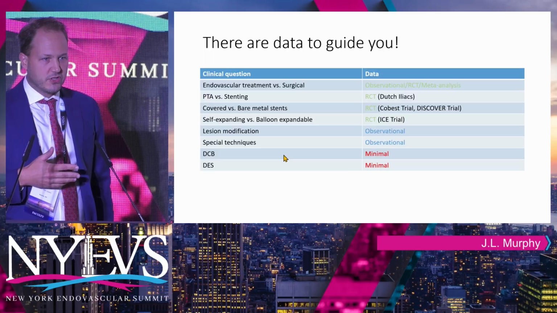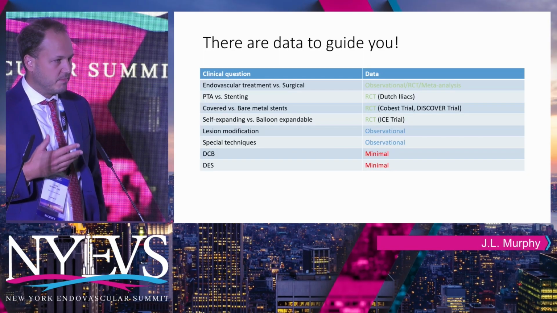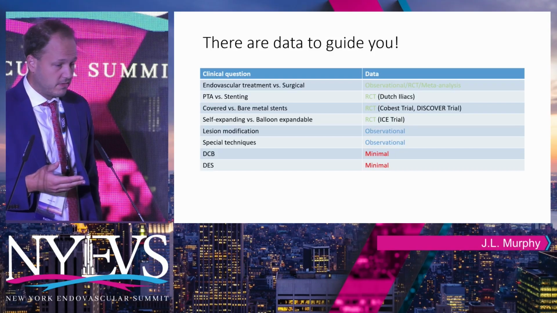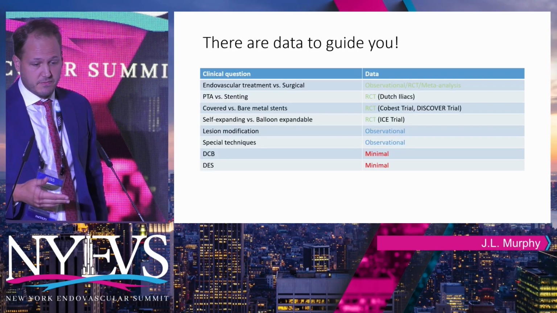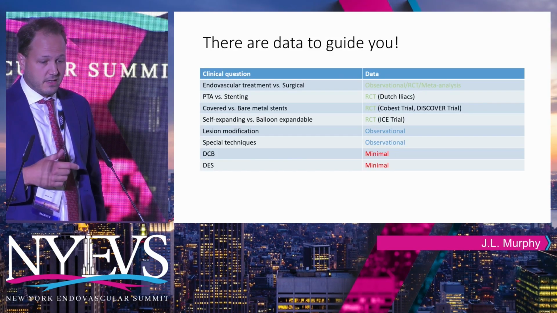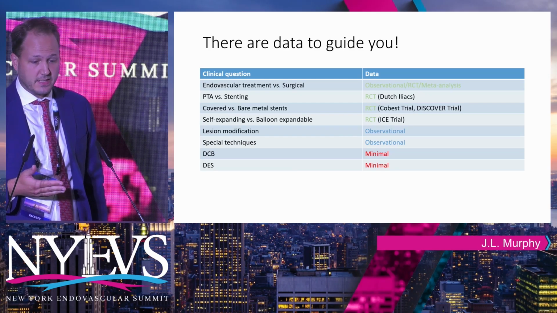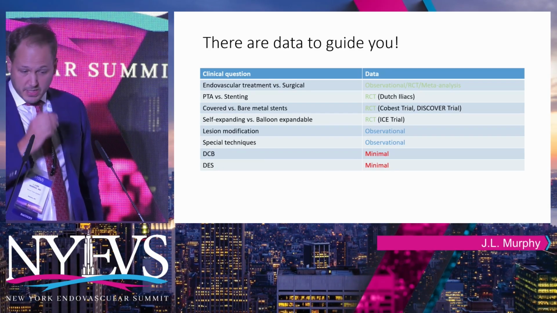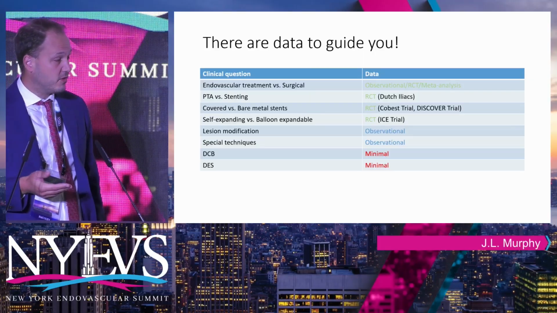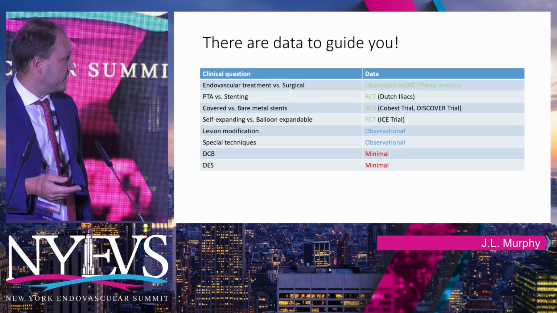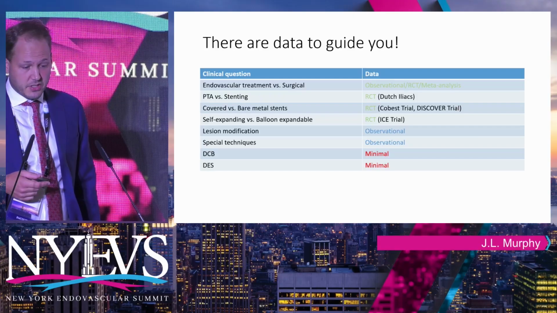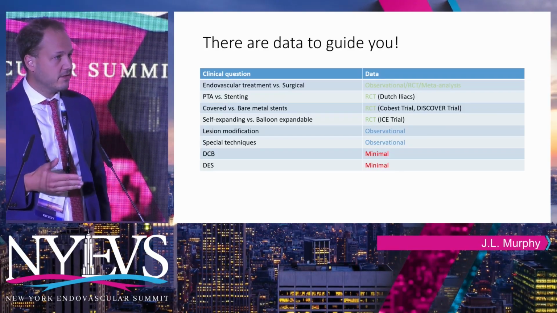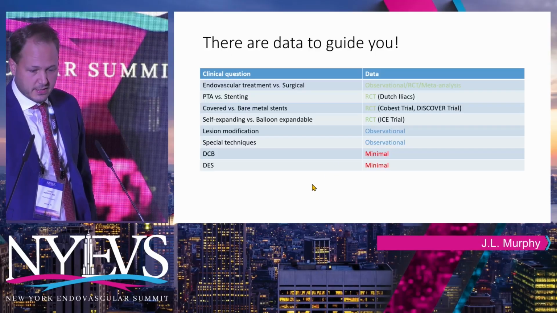Luckily, especially when you're starting out, having to make all these decisions, there are a good amount of data to guide you, okay? And there's data in many of these different realms. So there's data on whether we should be treating these endovascularly at all. There's data on PTA versus stenting, on covered versus bare metal stents, self-expanding versus balloon expandable. Some, now mostly retrospective data on lesion modification and special techniques. And all of these data put together can help you make the best decision for your patient.